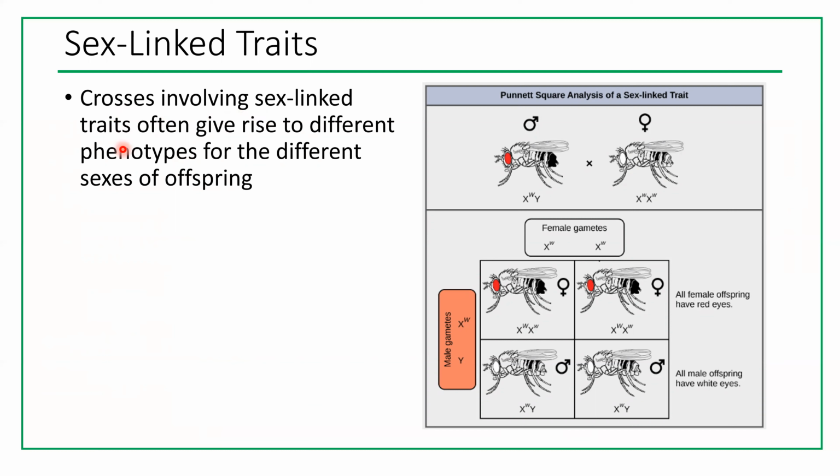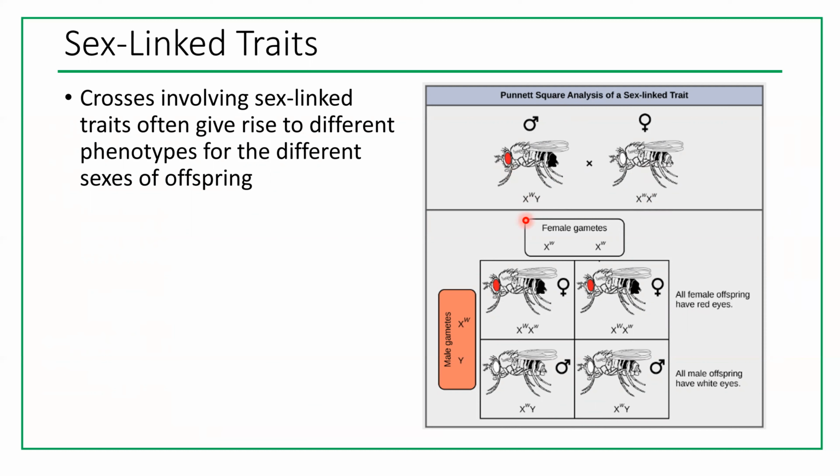Crosses involving sex-linked traits often give rise to different phenotypes for different sexes of offspring. So if you're looking at sex-linked traits, then the ratio for females will be different from the ratio for males, right? So over here, what we're looking at is red eyes, right? White eyes is a mutation, and white is recessive. So we put little w's here. So this is female and this is male.